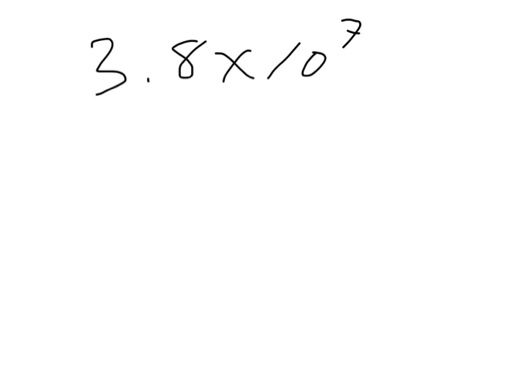Checking the last example, I have a digit, a decimal, the rest of the number. It is being multiplied by 10 raised to some power. This is a whole number. This is a number between 1 and 9. This looks good. We have scientific notation.